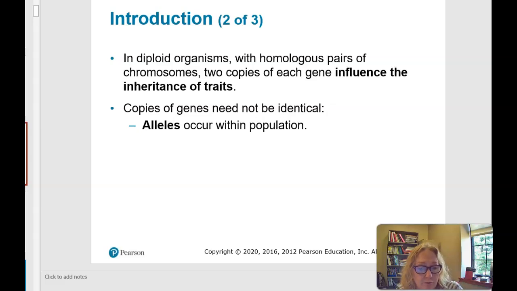So you're a diploid organism, with a homologous pair of chromosomes, so you have two copies of each gene, which influence the inheritance of traits. Each copy of the gene is called an allele, and alleles occur within populations, and that's how we do population genetics.